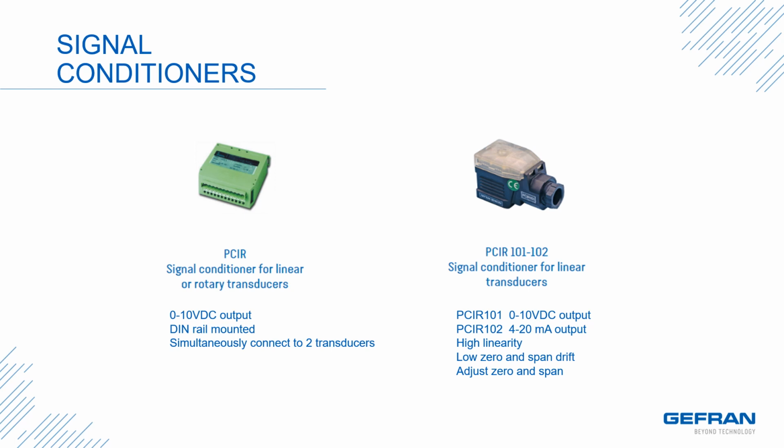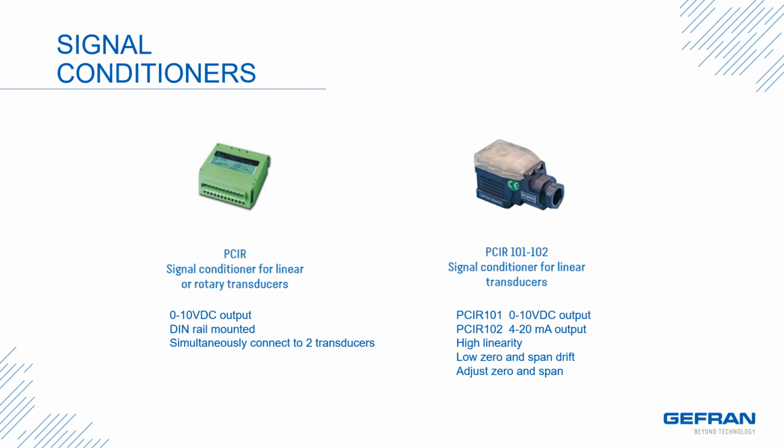Signal conditioners. Potentiometric linear transducers are simple 3-wire voltage dividers with voltage outputs ranging to 60 volts. If amplified and conditioned outputs are desired, we offer signal conditioners.